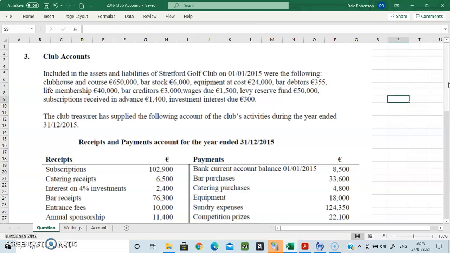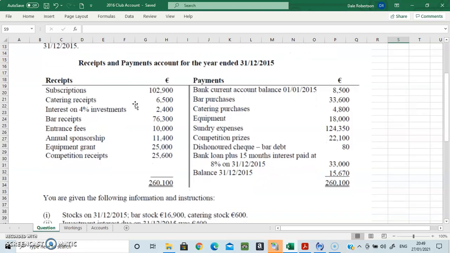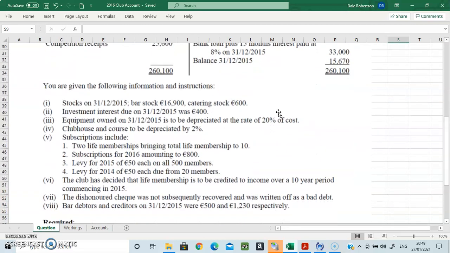Then you have some money in on the debit side of your bank account or receipts account and money out on the credit side. And then you have at the end of the year some further adjustments. In particular, we'll look at adjustment number 5, which is all to do with subscriptions. And working 8 down here is about bar debtors and bar creditors, which we'll look at.